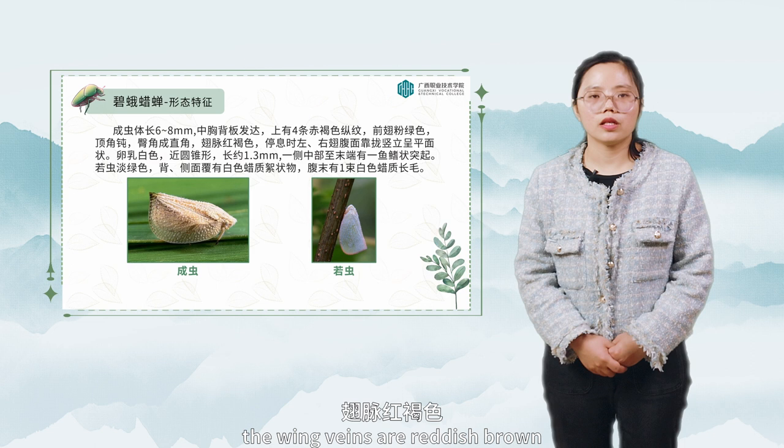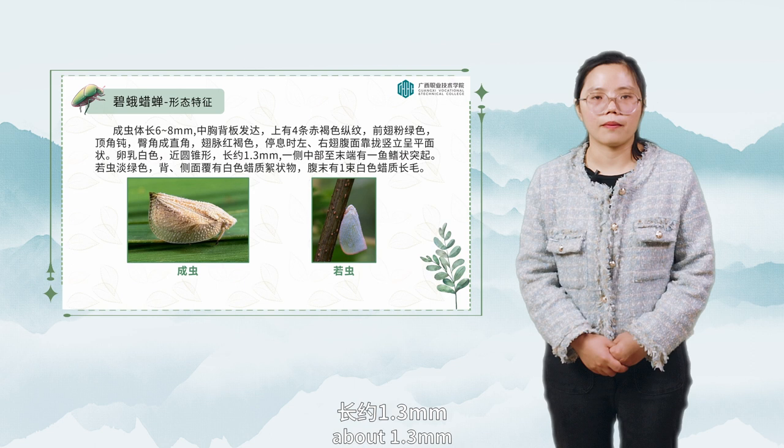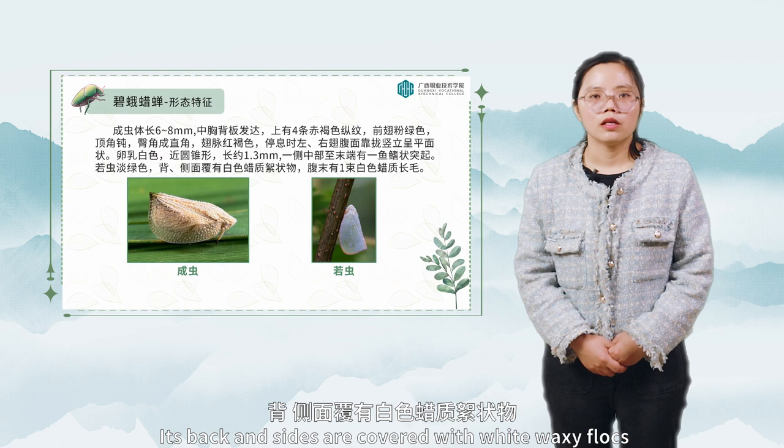And the eggs are milky white and nearly conical, about 1.3 millimeters. The nymph is light green. Its back and sides are covered with white waxy flocks. There is a bunch of white waxy long hairs at the end of the abdomen.